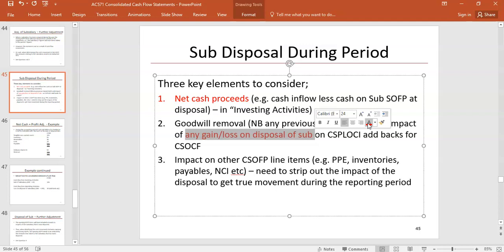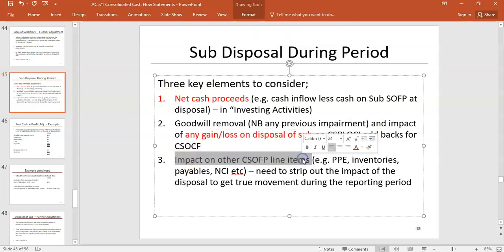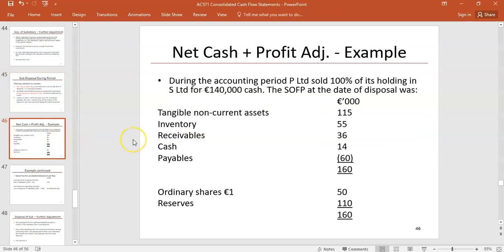So that will be in the consolidated P&L. But remember, it's non-cash because the cash element is in number 1 above. And you then have to look at the other line items. That if you sell a sub during the year, it takes out some of its inventory. It takes out some of its trade payables, its NCI. And you need to use that to help explain between the opening and closing balances in the completed statement of financial position. So quite a lot of moving parts, but quite similar to the mid-year acquisition of a subsidiary as well. Let's take a small one to start with.